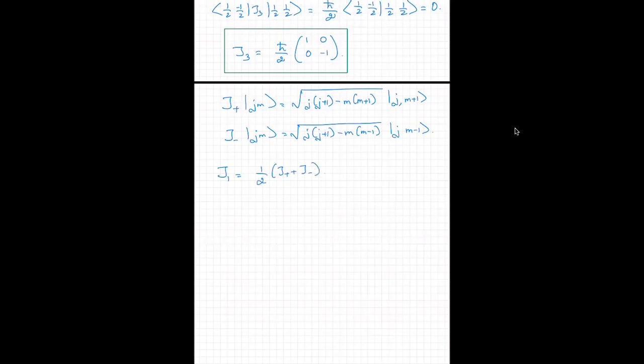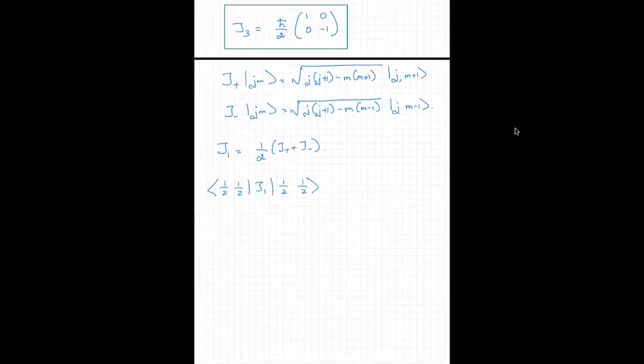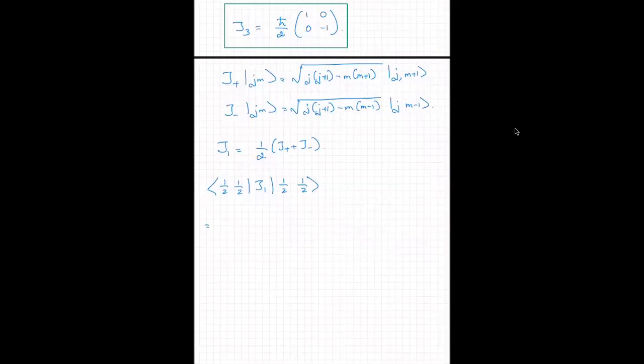Okay. So to understand what J1 is, I need to understand how J plus acts on the states and how J minus acts on the states. So let us evaluate the matrix elements of the J1 operator. In particular, let us evaluate <1/2, 1/2| J1 |1/2, 1/2>. This will be equal to 1/2 of <1/2, 1/2| (J plus plus J minus) |1/2, 1/2>.